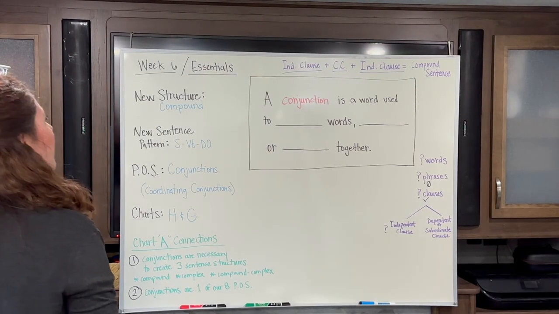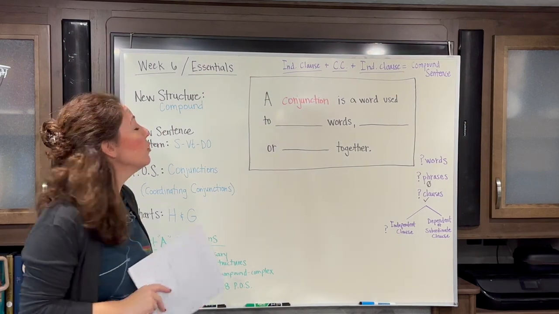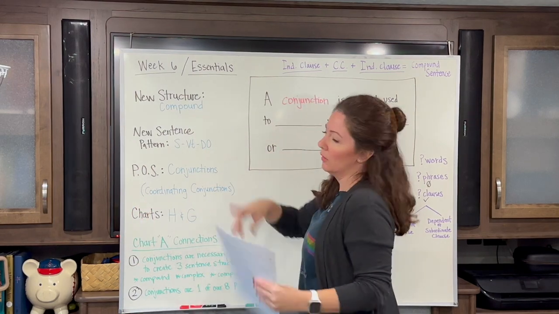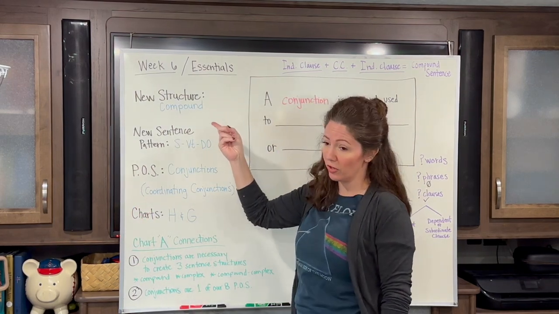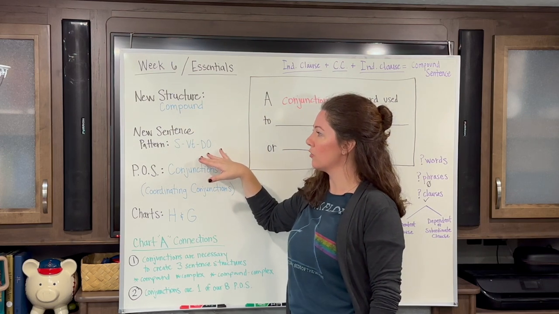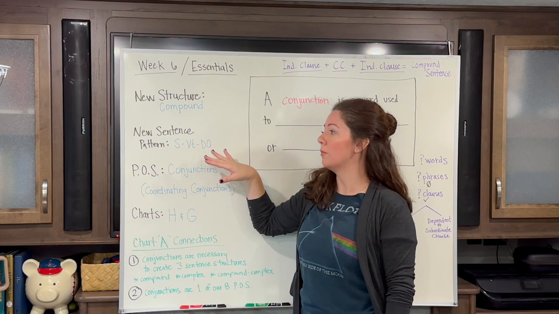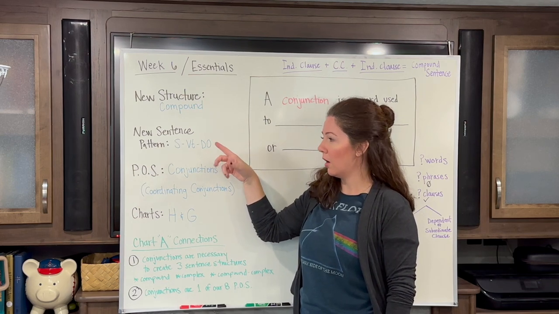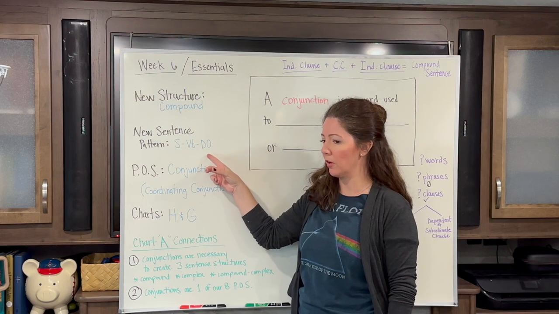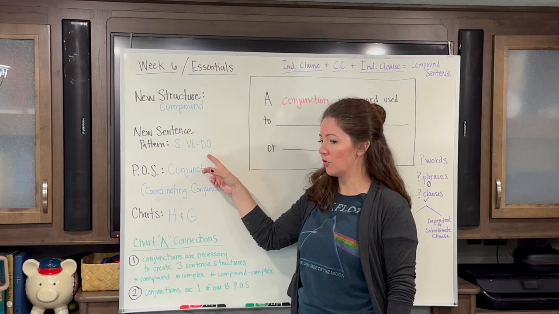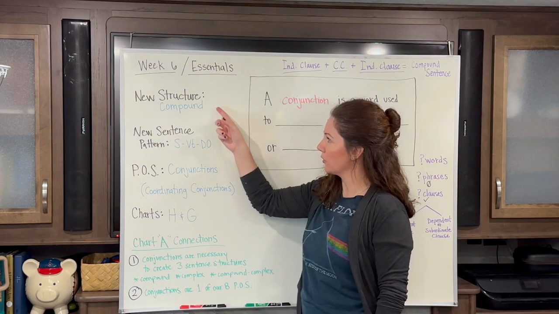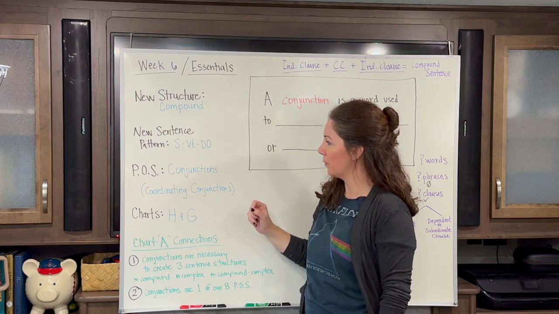Go. We are going to do a week six review for essentials. In week six, we introduced our new structure, compound structure. We've already covered our simple structure, and we're introducing a new sentence pattern, our SVT DO. Do you remember the sentence pattern before this one that we've been going over? With an intransitive? SVI. Yep. So these are the two new structures and sentence patterns.